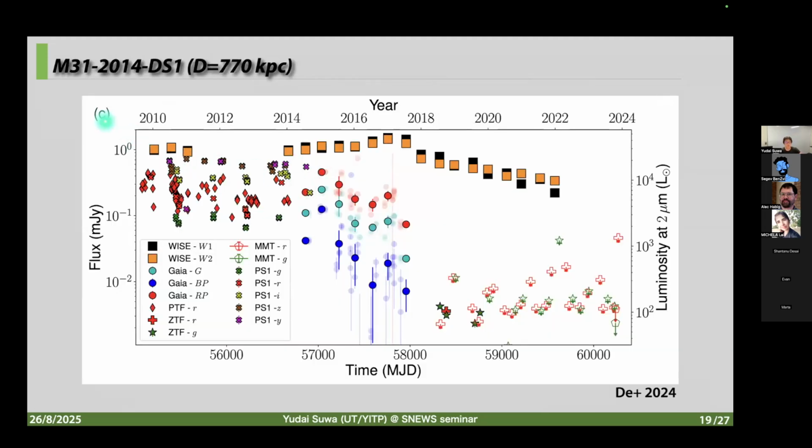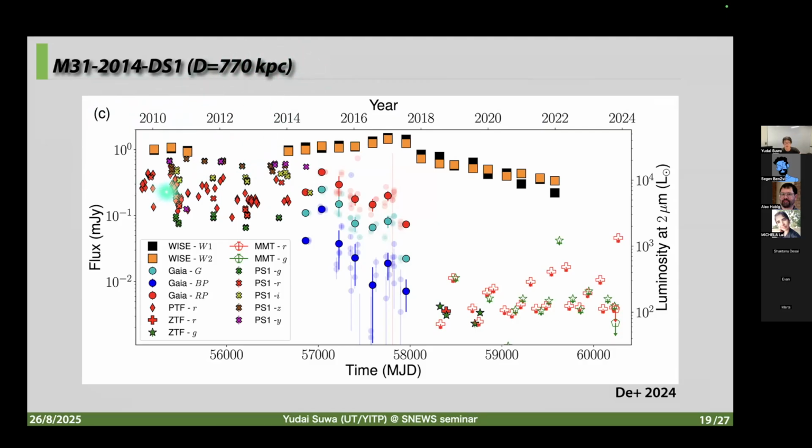And this is called M31-2014-DS1. So this mass signature disappears without making a supernova. And the distance is nearby, within 1 megaparsec, about 770 kiloparsec away from the Earth, the really nearby universe.